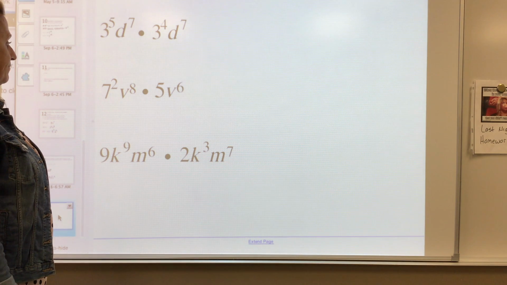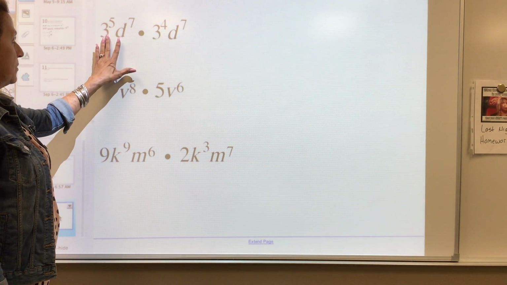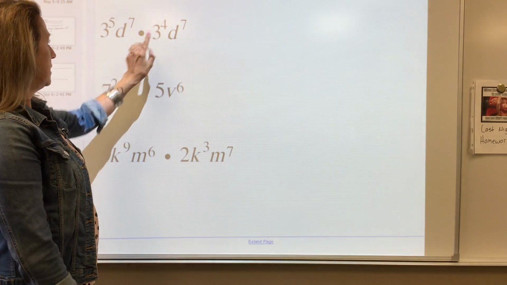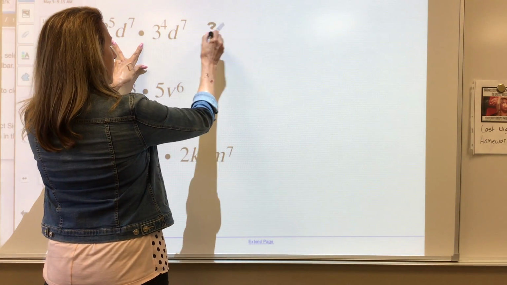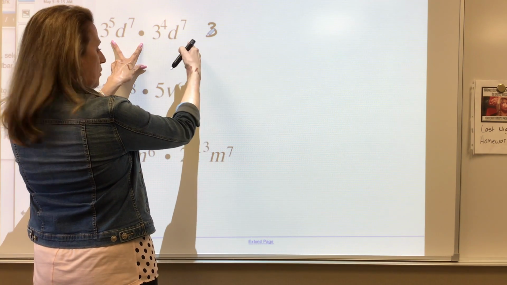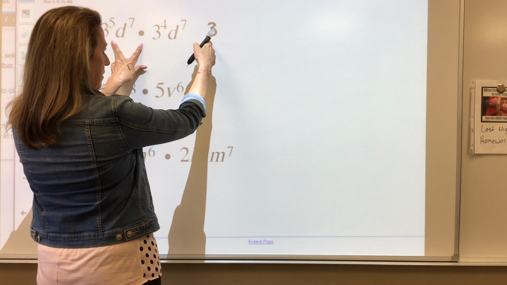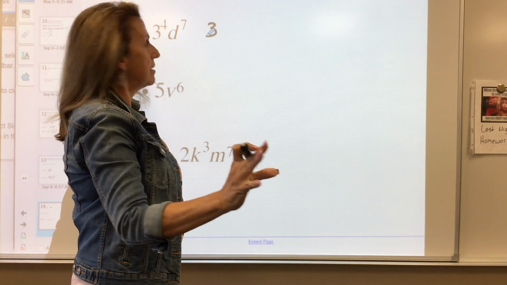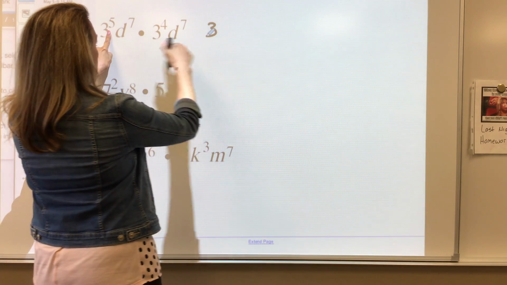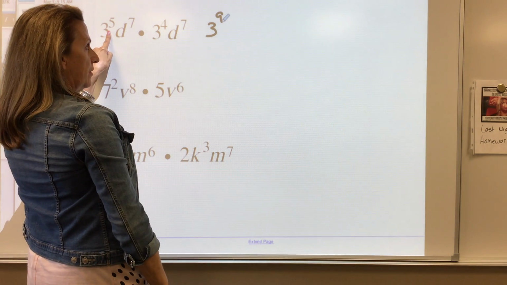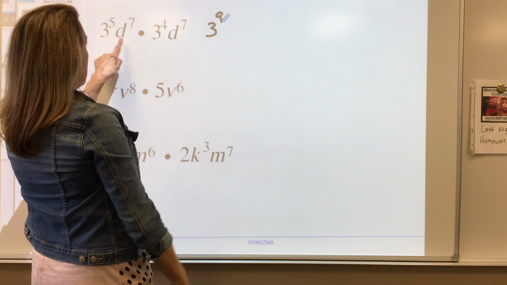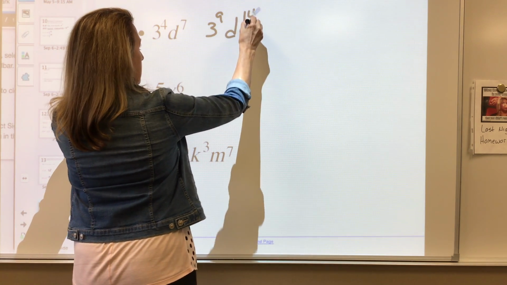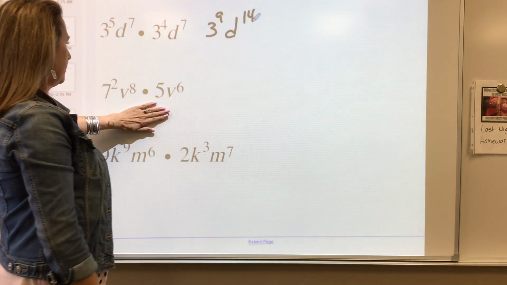One last page. 3 is a base here because it has an exponent. 3 is a base here because it has an exponent. So I can add these two together. I'm going to keep my base the same. Notice I don't multiply. This does not become a 9. It stays a 3 because it's a base. It's not a number, it's a base. I have 5 here, I have 4 here, I have 9 3's all together, I said it backwards. D to the 7th, D to the 7th, I really have 14 D's.